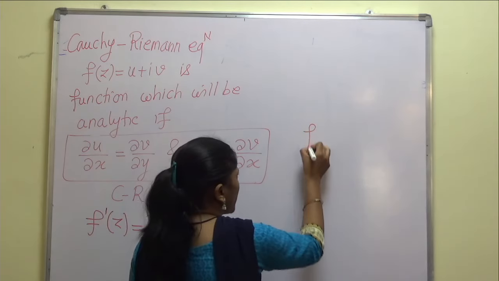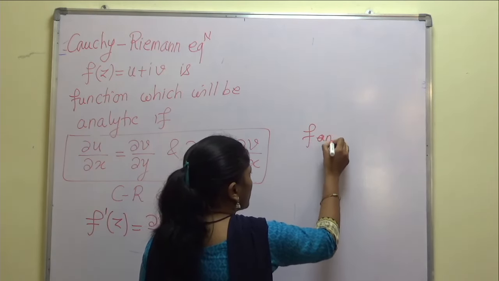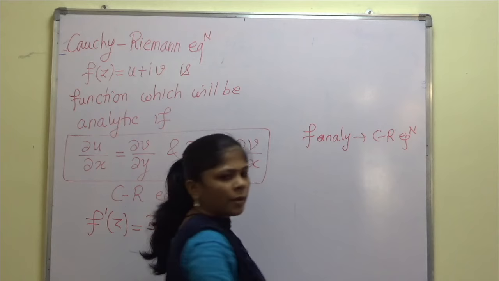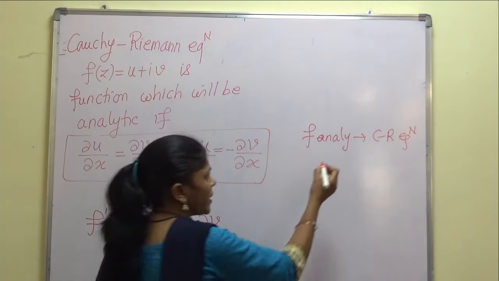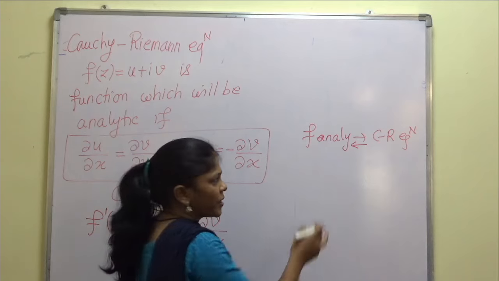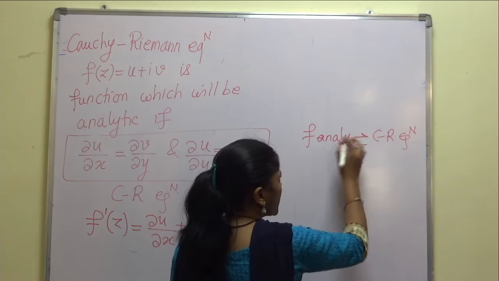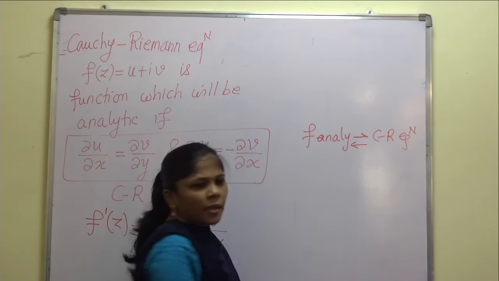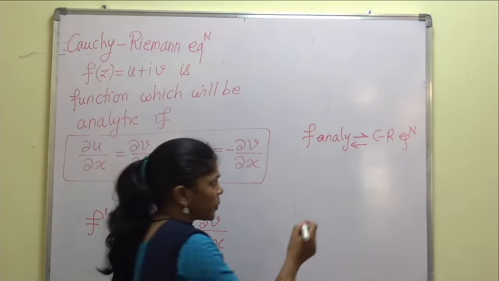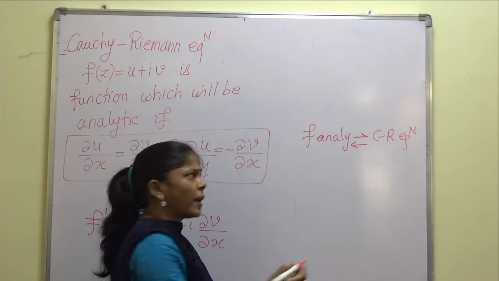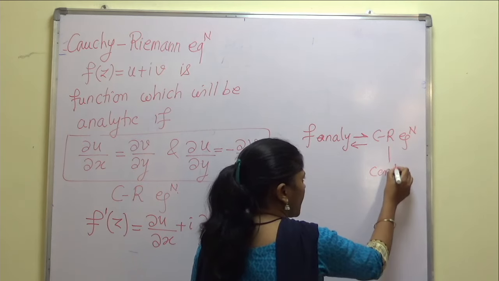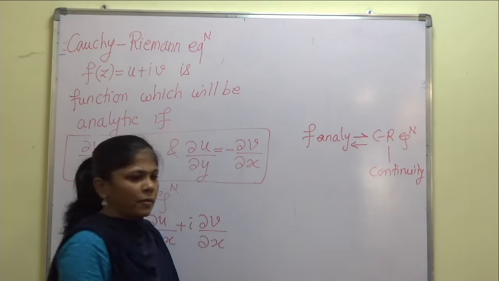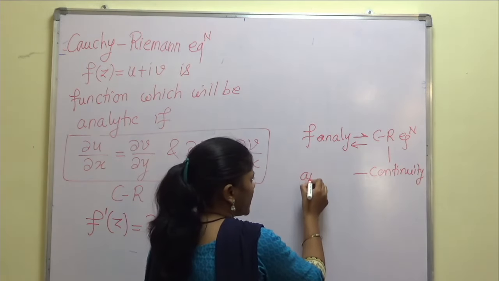So remember what it means. Whenever a function is analytic, it means the CR equation is satisfied, right? And when the CR equation is satisfied, it means the function is analytic. So it works both ways, right? But if the CR equation holds and we add the condition of continuity, then that condition is called analyticity, right?